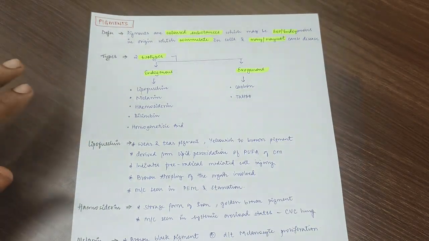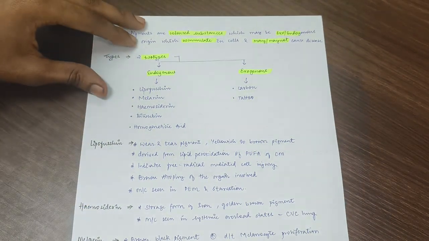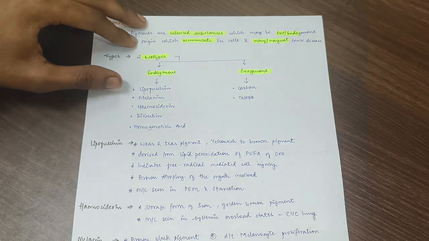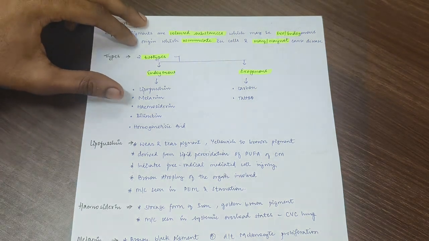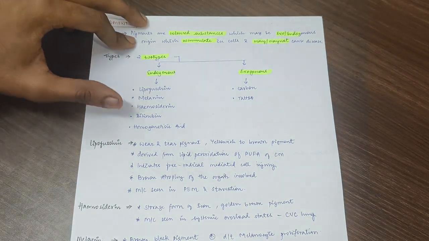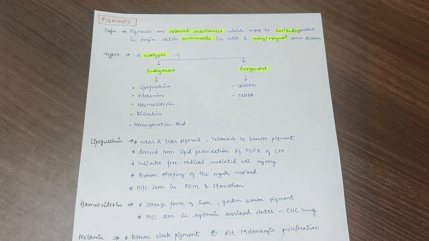Next is endogenous. In case of endogenous, there are many things you must remember. A few of them are lipofuscin, melanin, hemosiderin, bilirubin and homogentisic acid. So we'll read in brief about each of these particular pigments. I'll mention four or five and we'll finish these pigments.